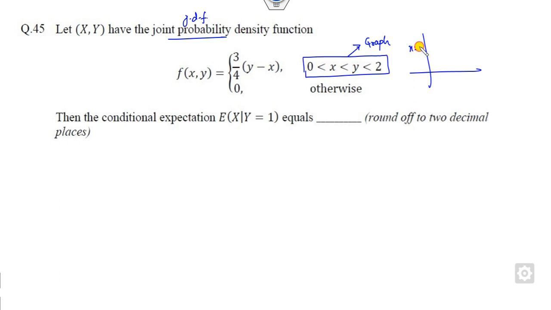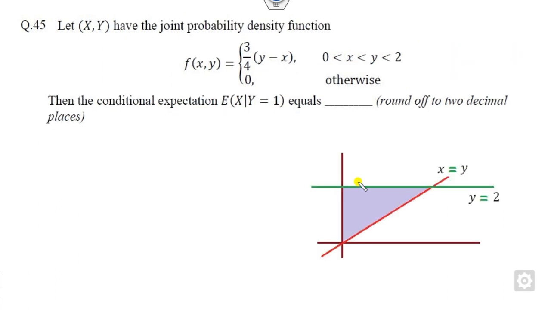This is the line x is 0. This is the line x is equal to y. And this is the line x, y is equal to 2. Remember that x must not be less than 2. This is the major concept behind it. This is x, y is equal to 2. The common area between them is here. Once you draw the graph, now you can write this expectation.